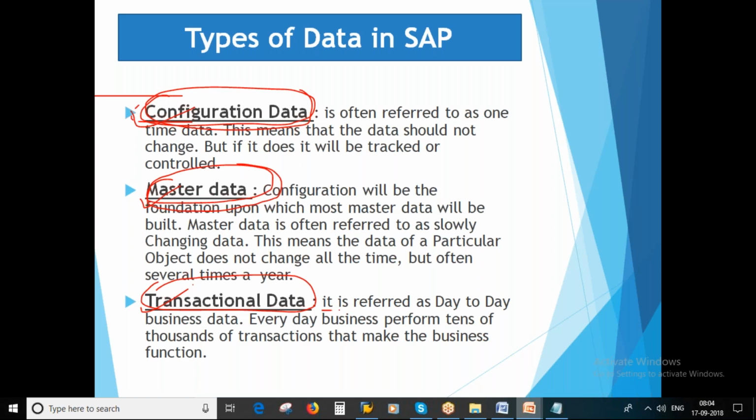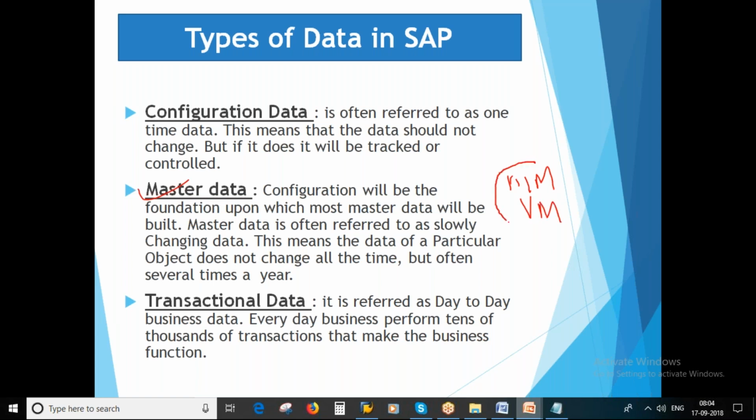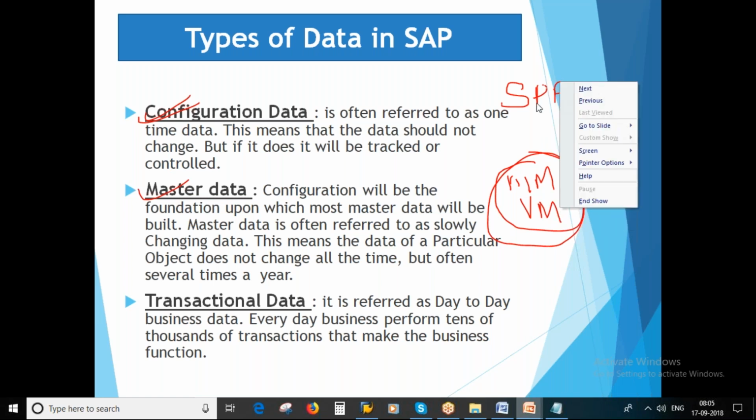Transactional data is referred to as day-to-day business data, like creation of purchase order, creation of purchase requisition. All this comes under transactional data. Whereas master data means it's data on which transactional data is performed. Master data is like your material master, your vendor master. These are called master data, which we will see in our further classes. Configuration data is like one-time data. It will be created by the consultants. It will be accessed through a transaction called SPRO, which we will see in our further classes.